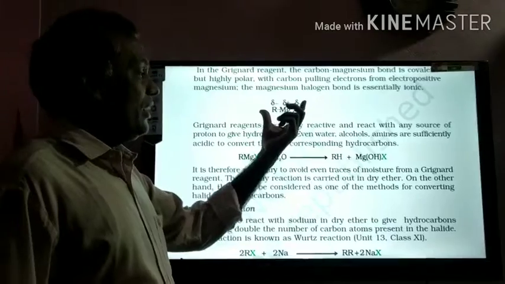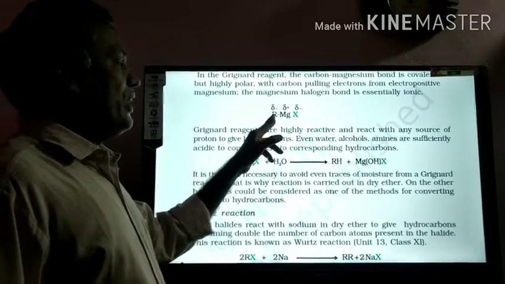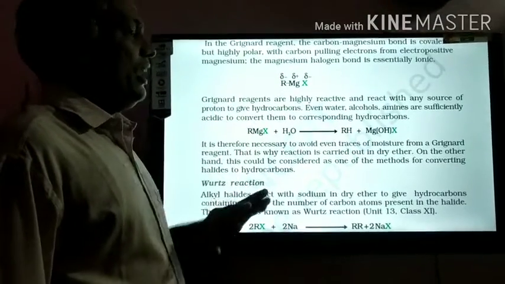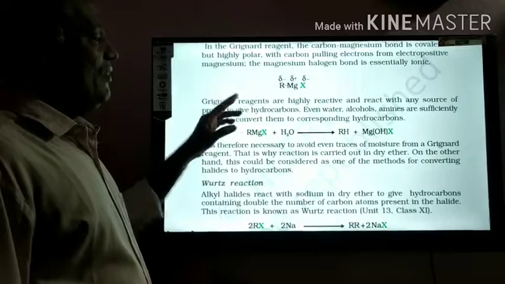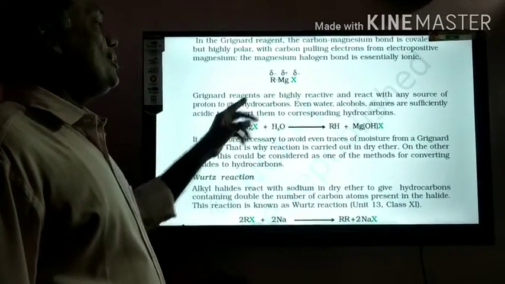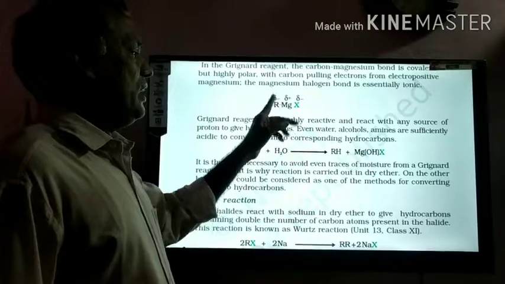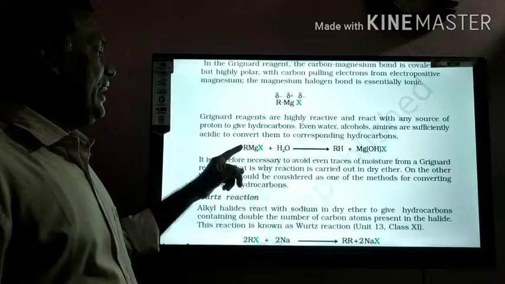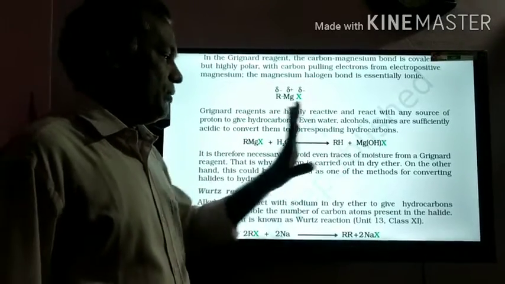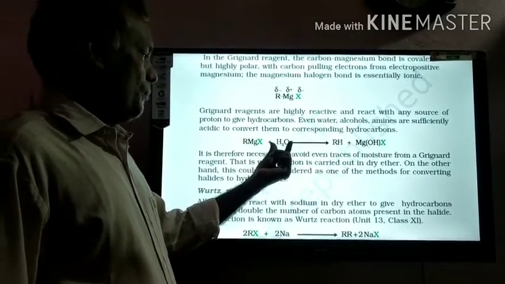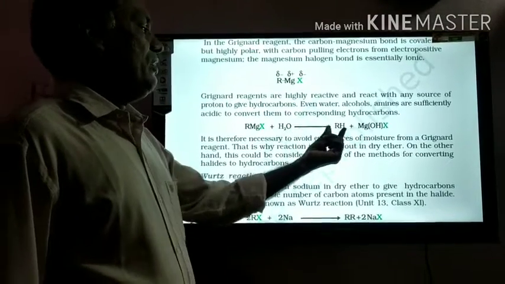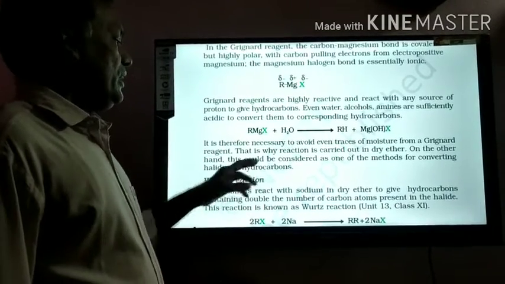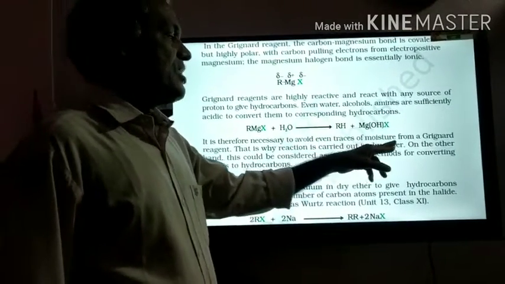So in the Grignard reagent, there are covalent bonds between R and Mg and ionic bonds between magnesium and the halogen. Both bonds we can see. These are very highly reactive. With any source that gives a proton, they react readily. For example, water, alcohols and amines are sufficiently acidic to convert them to hydrocarbons. When it reacts with protonic compounds, it immediately converts into the corresponding hydrocarbons, that is, alkanes. It is therefore necessary to avoid even traces of moisture.